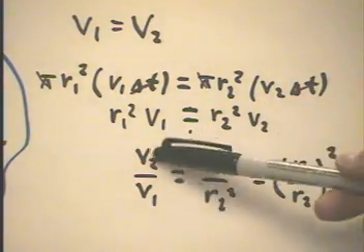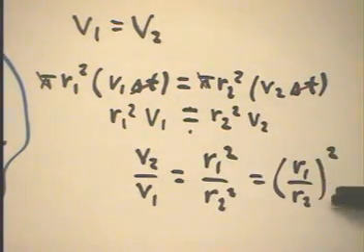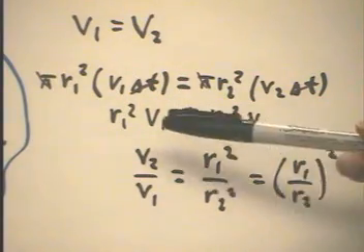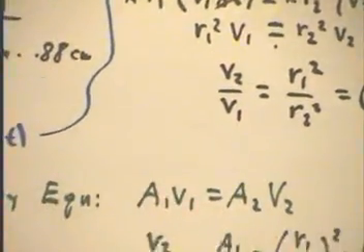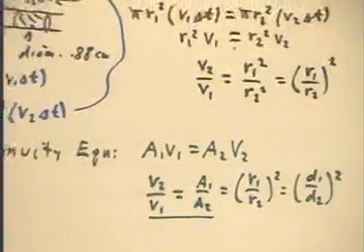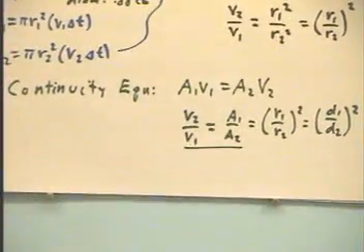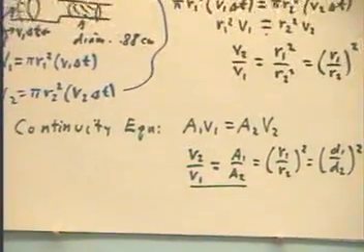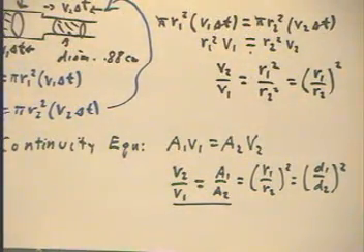This tells us that the ratio of the velocities is inversely proportional to the square of the ratio of the radii. The larger radius is going to have the smaller velocity, which is, of course, what we expect. The continuity equation, in general, tells us that the volume of fluid passing a point in one tube is the same as in the other.